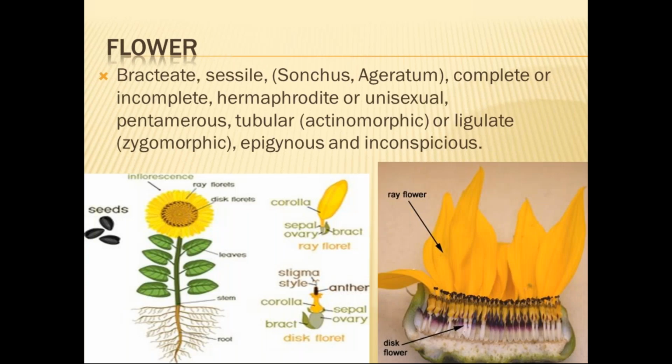Then the flowers are bracteate and sessile. Bracteate and sessile means the flowers have no pedicel. They are very small flowers that we are going to see.